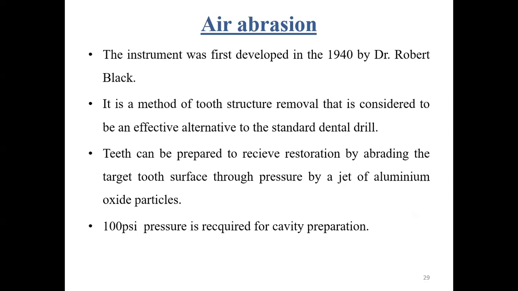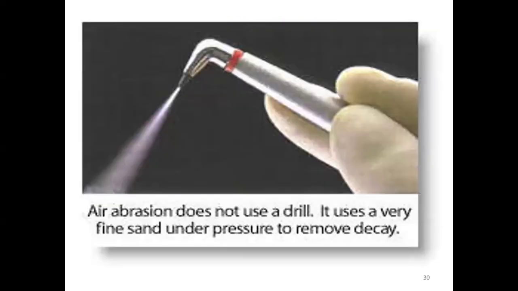The next is air abrasion. The instrument was first developed in the 1940s by Robert Black. It is a method of tooth structure removal that is considered to be an effective alternative to the standard dental drill. Teeth can be prepared to receive restoration by abrading the target tooth surface through pressure by a jet of aluminum oxide particles. 100 psi pressure is required for the cavity preparation.